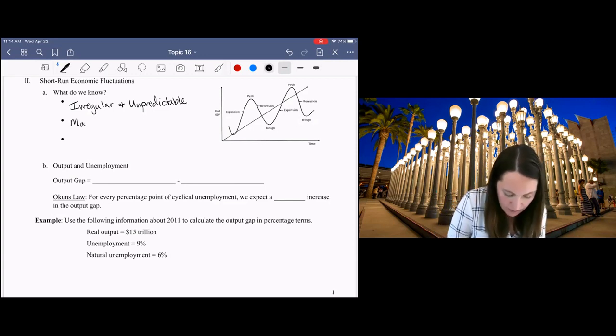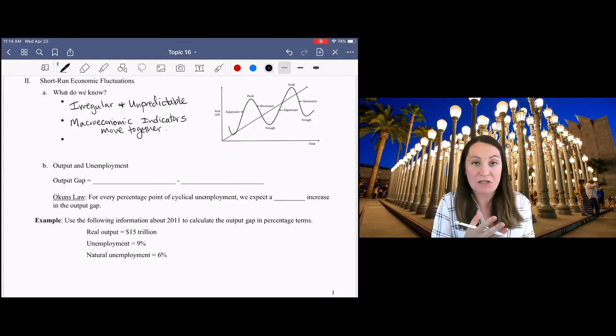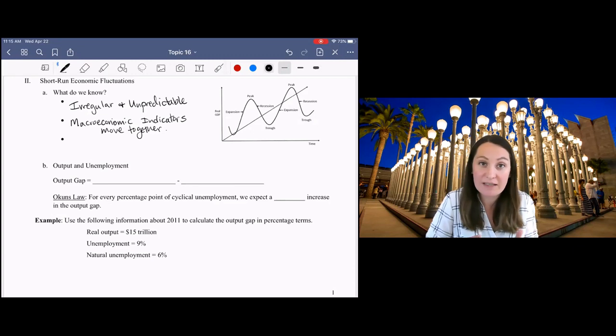We know also that our macroeconomic indicators tend to move together, okay? And that these indicators, GDP, unemployment, inflation, have sometimes predictable relationships, like with GDP and unemployment, right? GDP goes up, unemployment goes down. We have a recession, GDP shrinks, unemployment increases. But sometimes it's a little bit less predictable, like inflation tends to increase in expansions and decrease in contractions, but it's not as strong of a relationship as GDP and unemployment. But all of our macroeconomic indicators, for the most part, tend to be affected by these business cycle fluctuations and tend to move together.